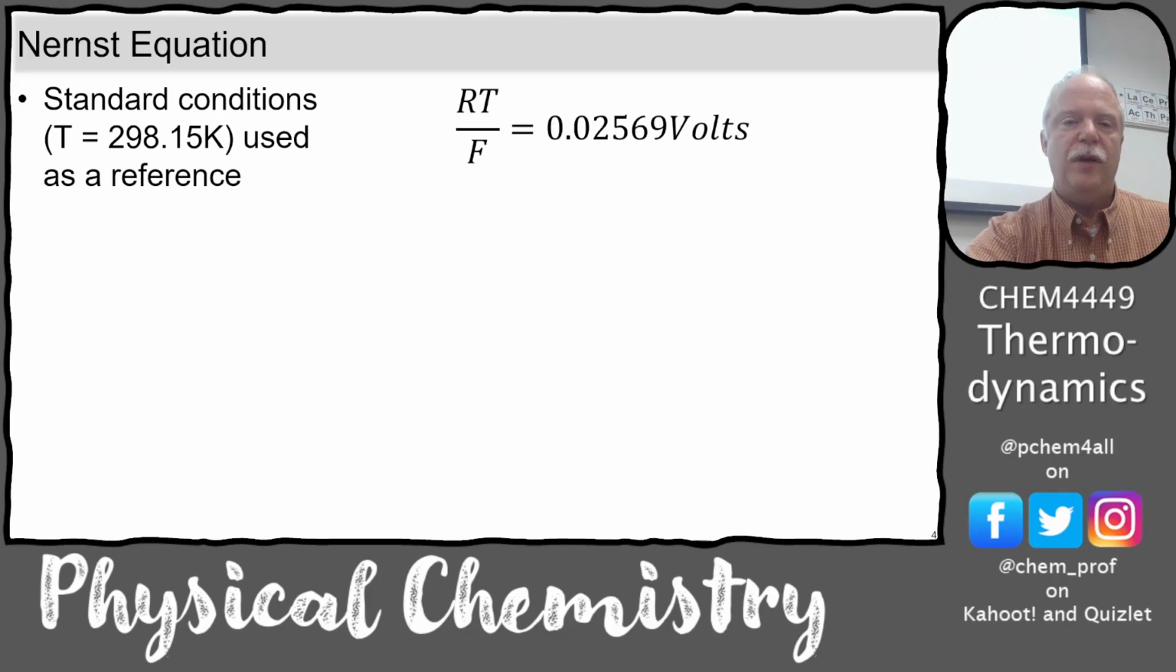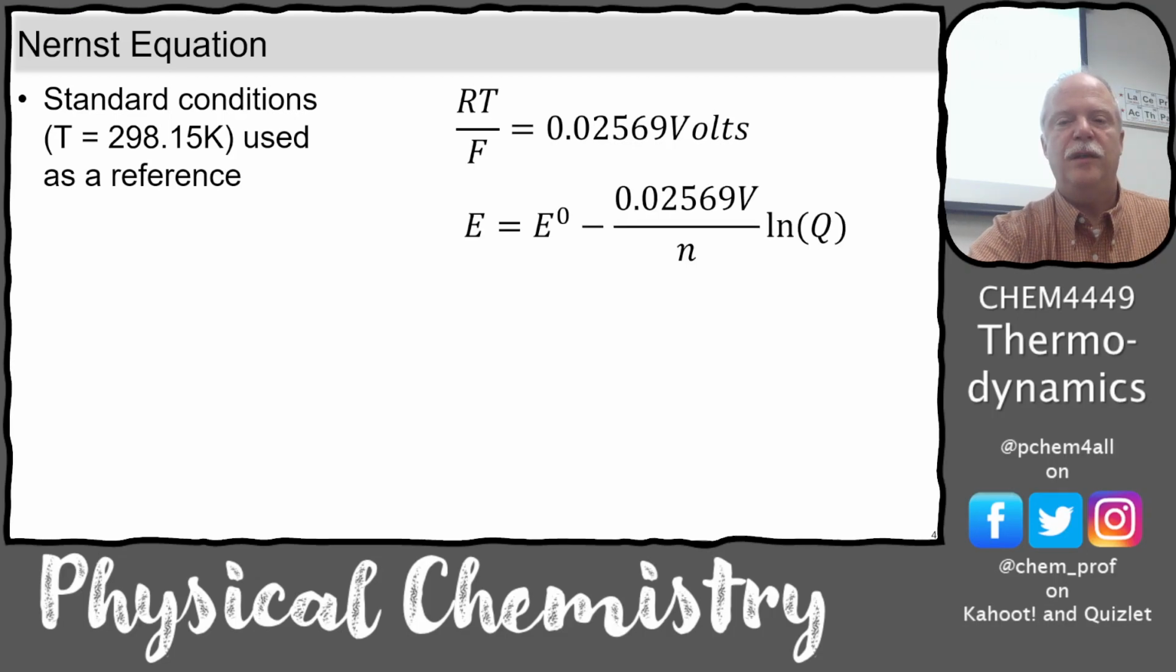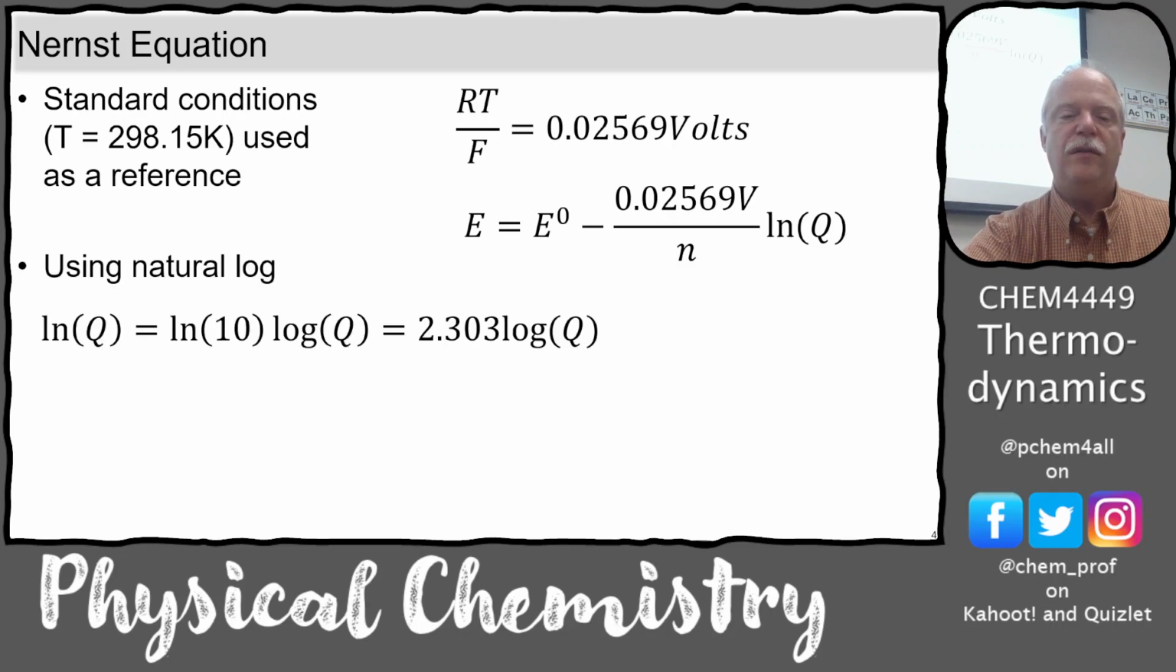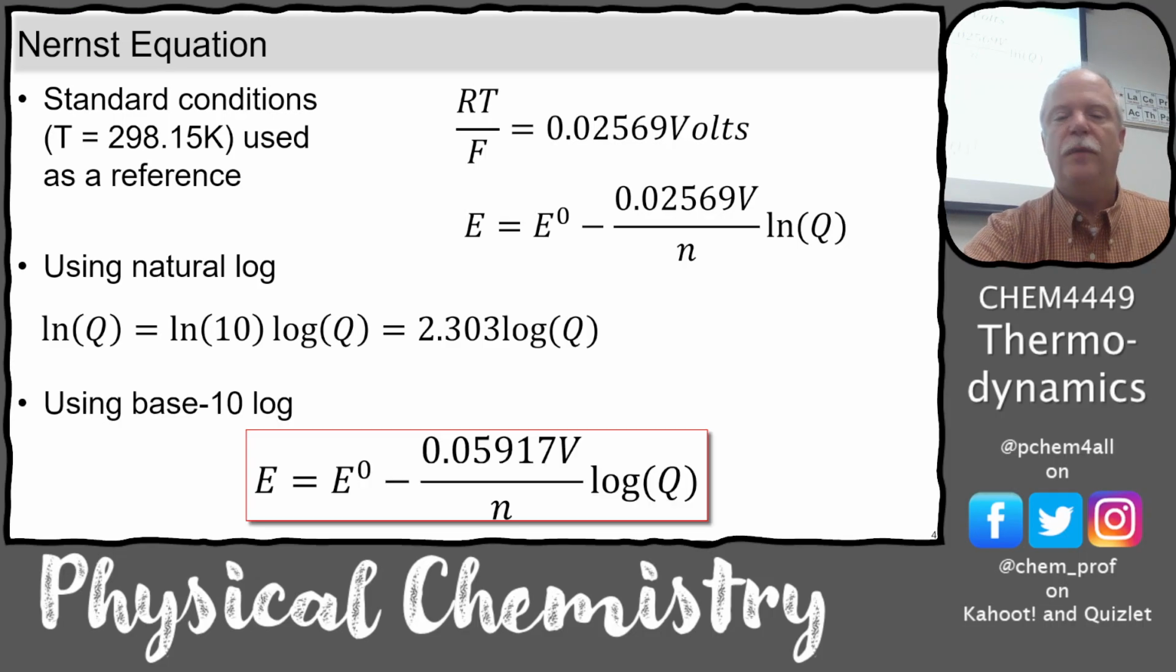So if we put in room temperature for temperature, then we end up with this constant of 0.02569 volts. And then you have the number of moles. Now, what is the number of moles in this case? We'll see that later when we balance the reactions. It's the number of electrons transferred. Now, the Nernst equation is typically written in the natural log form. And when you convert this over to base 10 log, then you end up with this constant of 0.05917.